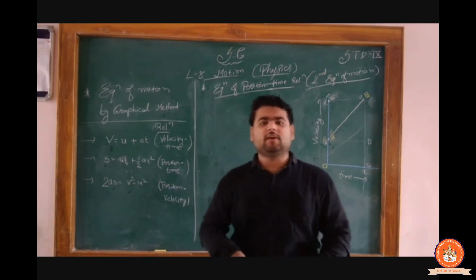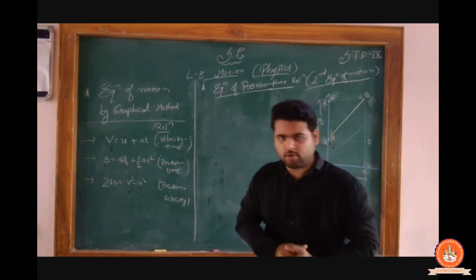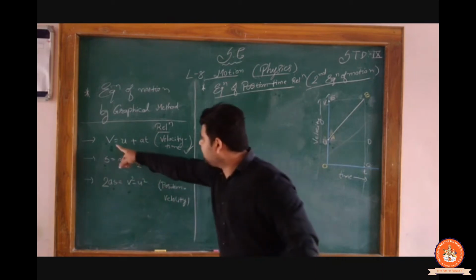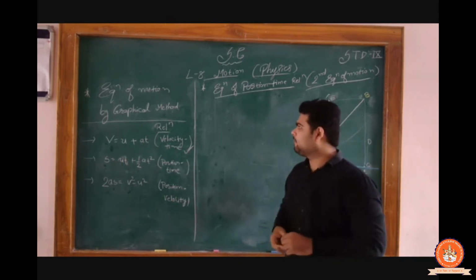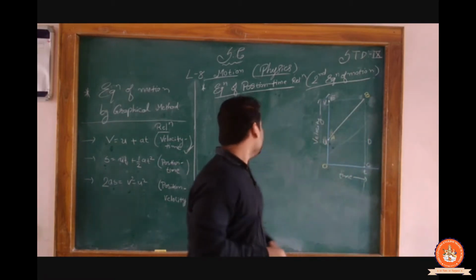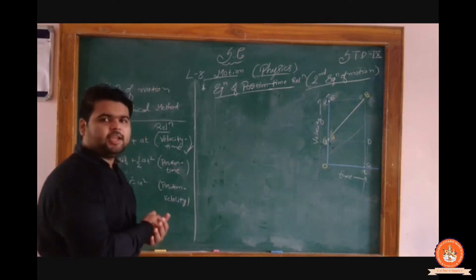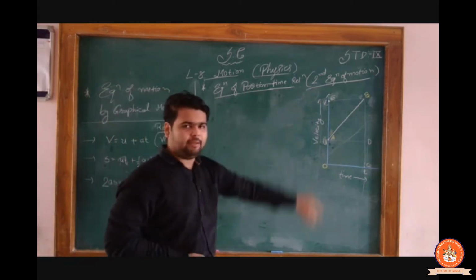If you had not seen the first equation of motion with the derivation, go in the playlist and watch the video. Clear? So first we had completed this topic, that v equals u plus at. Now we are going to complete the next derivation of s equals ut plus half at square. And this equation is known as the equation of position time relation.